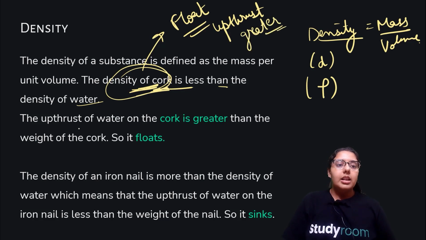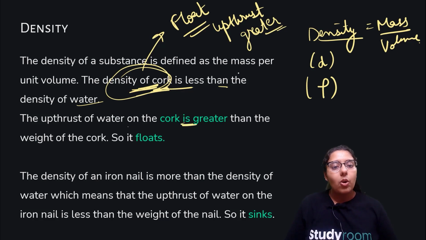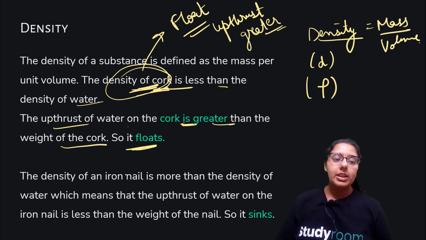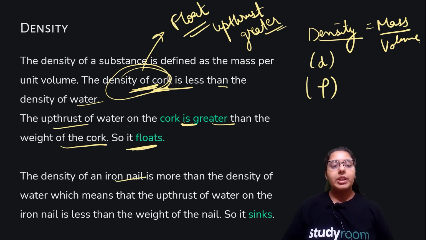Correct? The upthrust of water on the cork is greater, right? That's what I told you. Then the weight of the cork, so it floats. And now let's see the case of the iron nail.